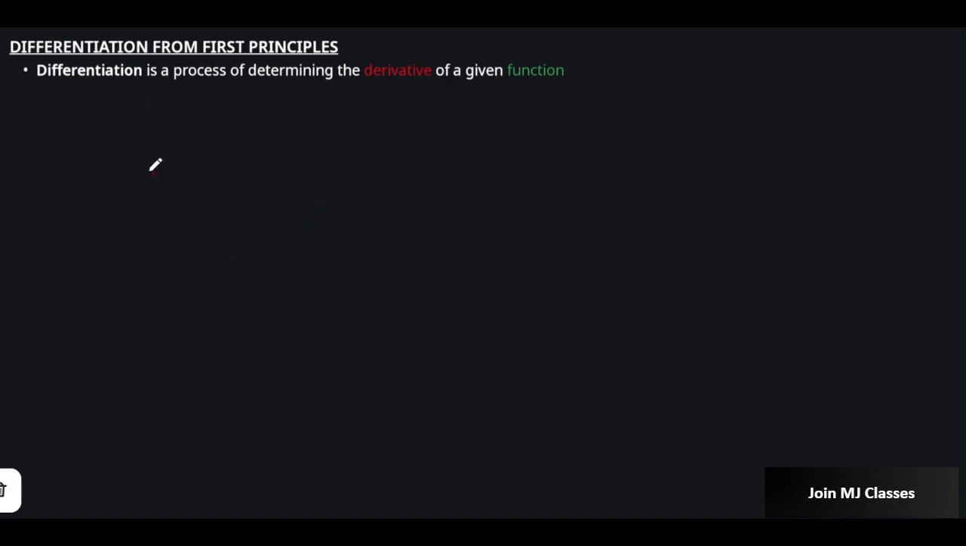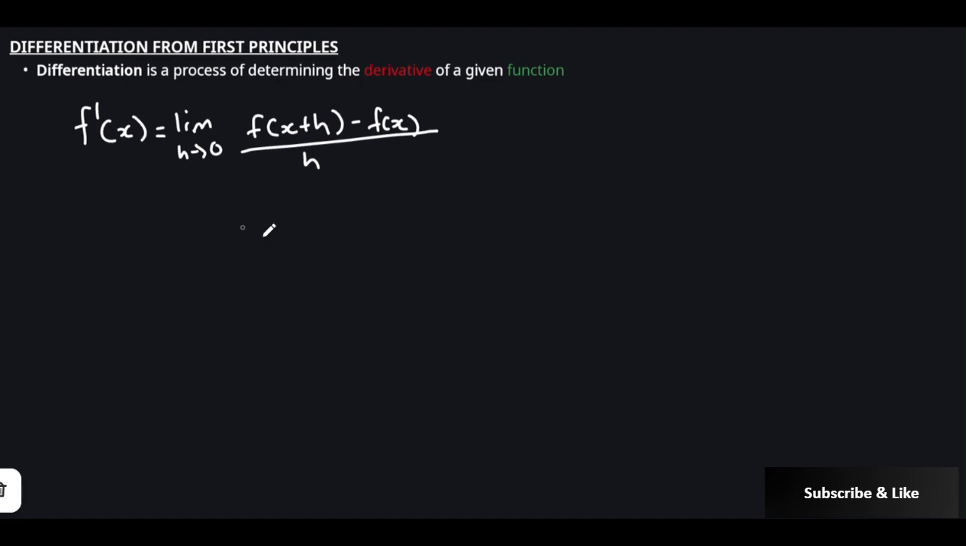So there is a formula for first principles which says f prime of x is equal to the limit as h approaches 0 of f of x plus h minus f of x, this is your original function, all this divided by h. So this is the formula for first principles. This is the formula which you use to find the derivative of a given function using first principles.